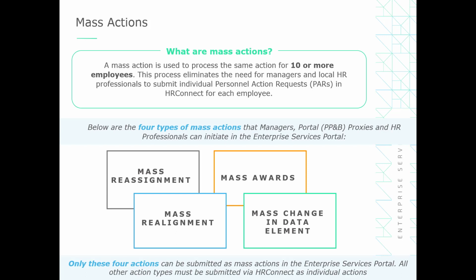Also note, the completed mass action template, documentation, and approvals must be submitted to Enterprise Services at least 2 pay periods prior to the proposed effective date. Mass action requests submitted outside of this deadline may have the effective date moved to a later pay period.